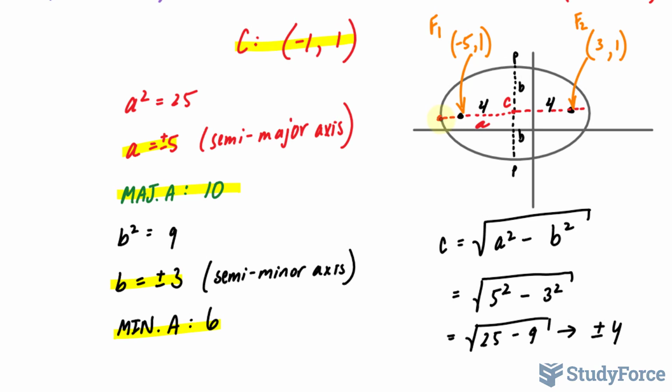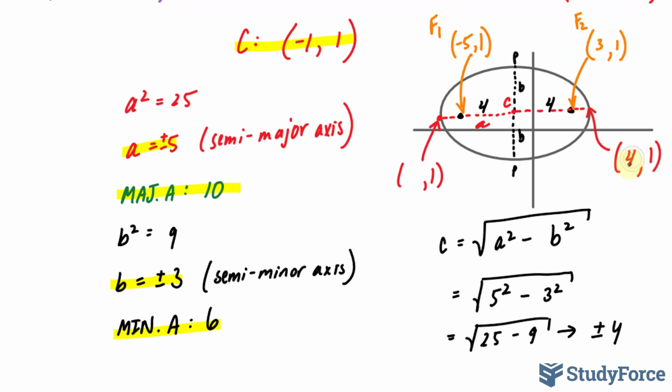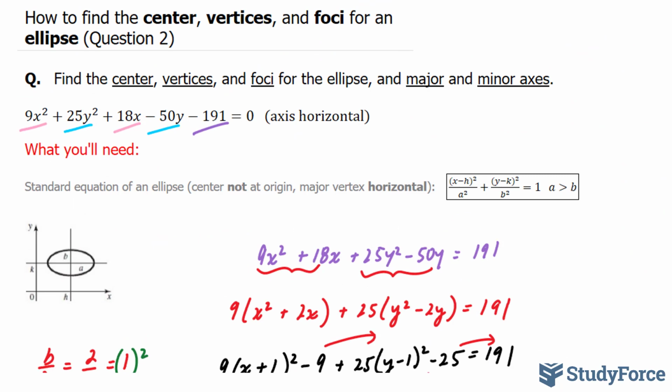Now to find the coordinates of the vertices, we'll use the same y-coordinates, and I'll add 5 to −1, giving me 4, the x-coordinate of this point, and I'll add −5 to −1, giving me −6. And there you have it. This is our vertex 1, vertex 2, focus 1, focus 2, and there you have it. That is how to find the center, vertices, and foci for an ellipse. Make sure to watch question 1 if you haven't done so already.